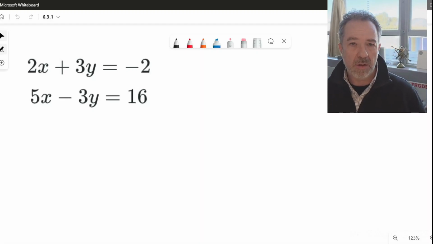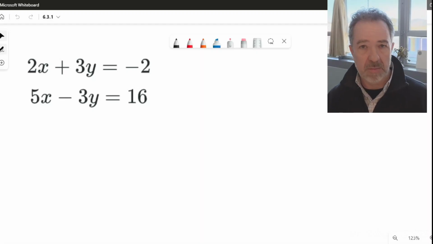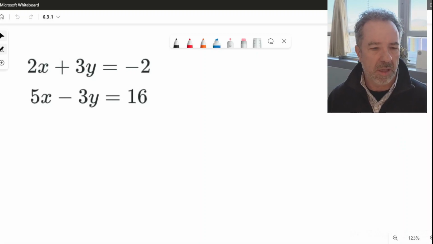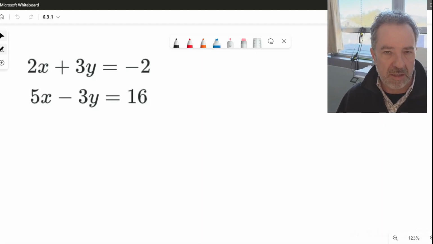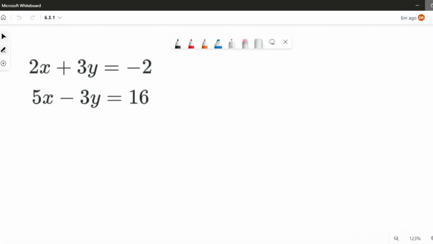So today we introduced the idea of solving systems of equations using this technique we're calling elimination. And I just want to go over the first example we looked at in class today, so you have a chance to look at this and consider it a second time. So for this system, our thinking is this.